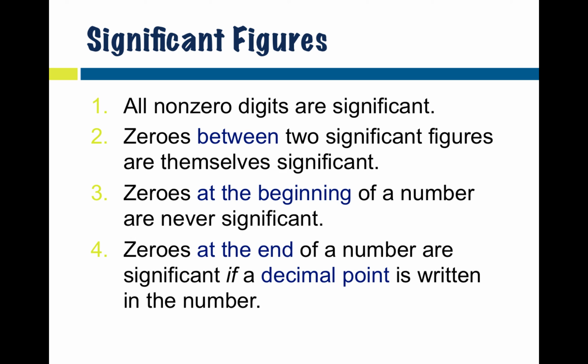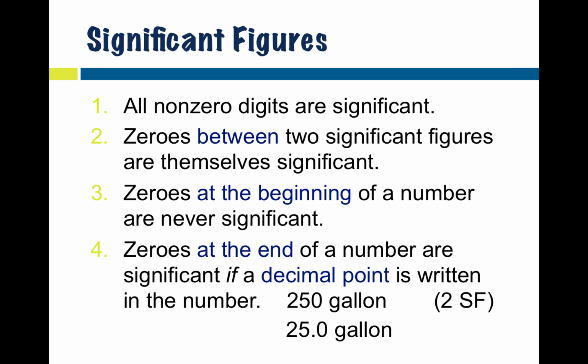All right, number 4. Zeros at the end of a number are significant if a decimal point is written in the number. So 250 gallons. There's a 0 at the end of the number, no decimal point, so it is not significant. This value has 2 sig figs. What about 25.0? Well, another 0 at the end of the number, however, there is a decimal, which makes it significant. So this one has 3 sig figs.